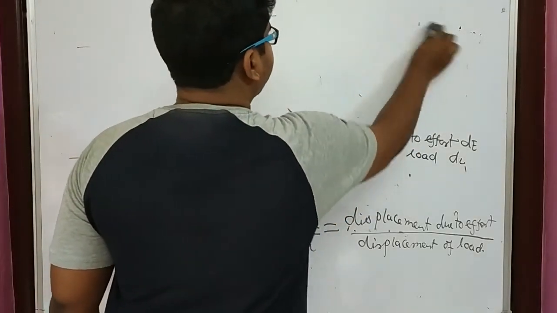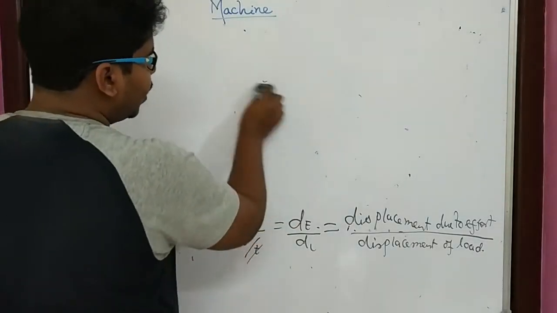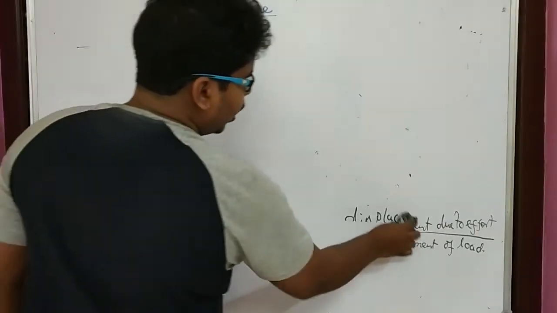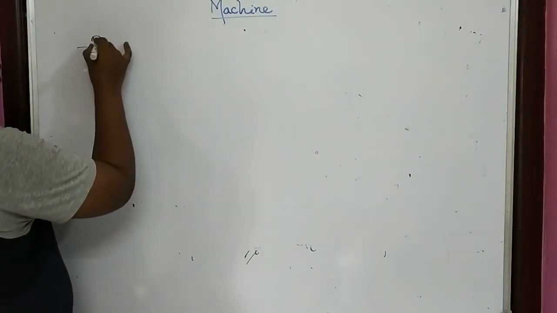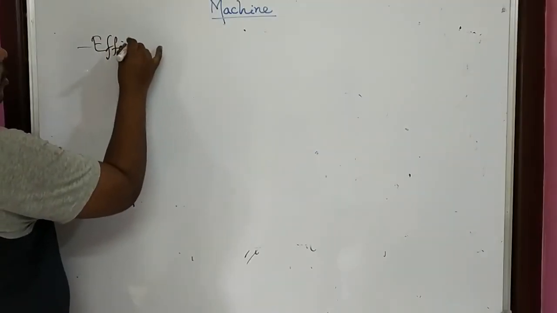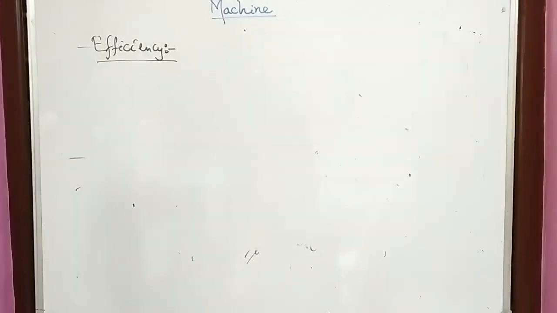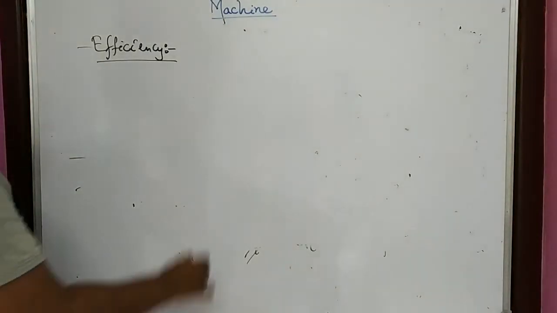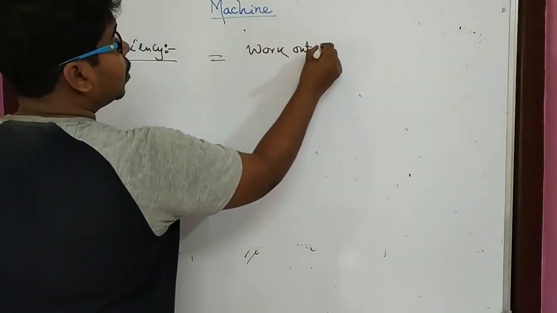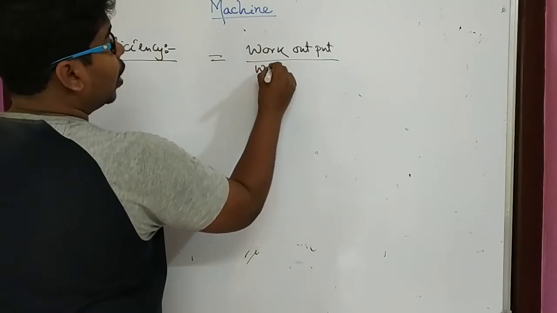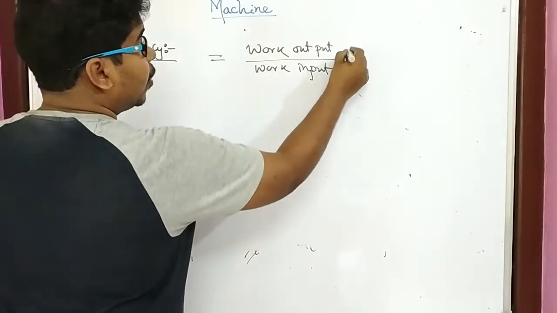Next thing is efficiency. Now efficiency is related with the work done. Till now we were dealing with the forces. Now when we come to efficiency, efficiency tells us the ratio of work done. That means work output by work input, and it is expressed in the form of percentage.